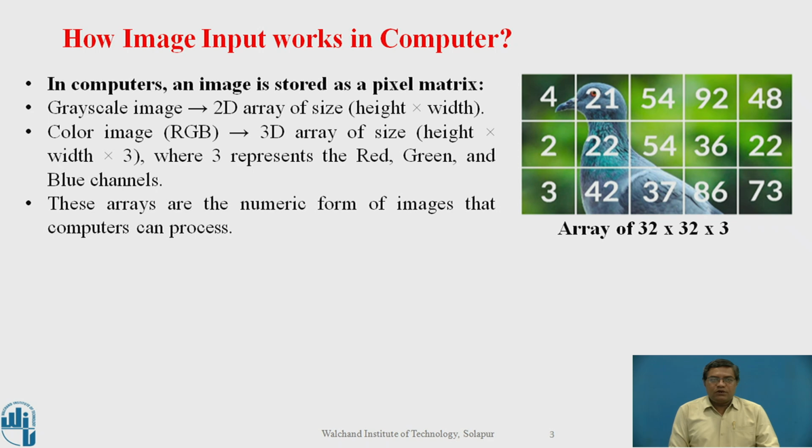How does the input image work in computers? The images are stored in pixel matrix format, as a grayscale image or color image. For a color image, we have the size height into width into number of channels. Here 3 represents the red, green and blue channels. These arrays are the numeric form of the images that a computer can process. Here we have an example of an array of size 32 by 32 by 3, where each cell represents a pixel value.